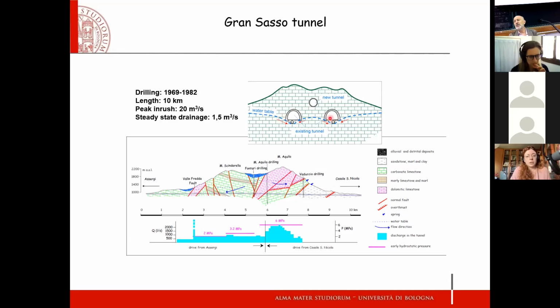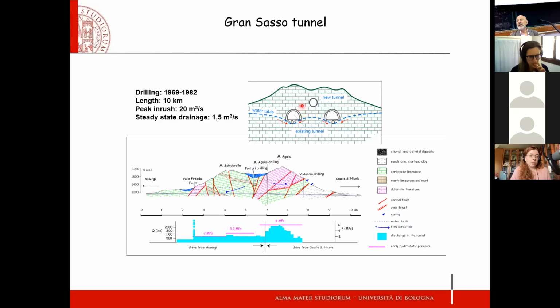And these two tunnels were drilled during the 70s, so about 50 years ago, to connect two sides of the Gran Sasso Massif. Gran Sasso Massif is a karstic system, so it has a very high permeability. There is a very active groundwater flow inside the Gran Sasso.